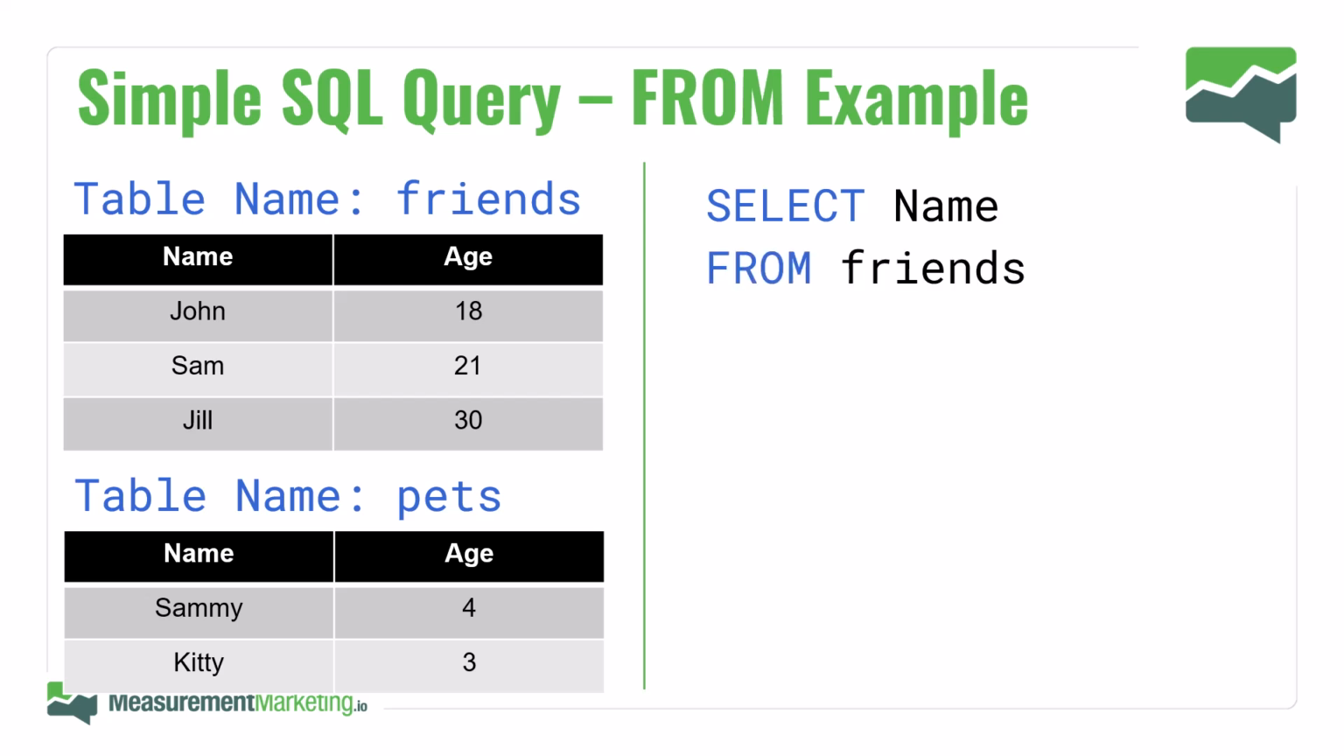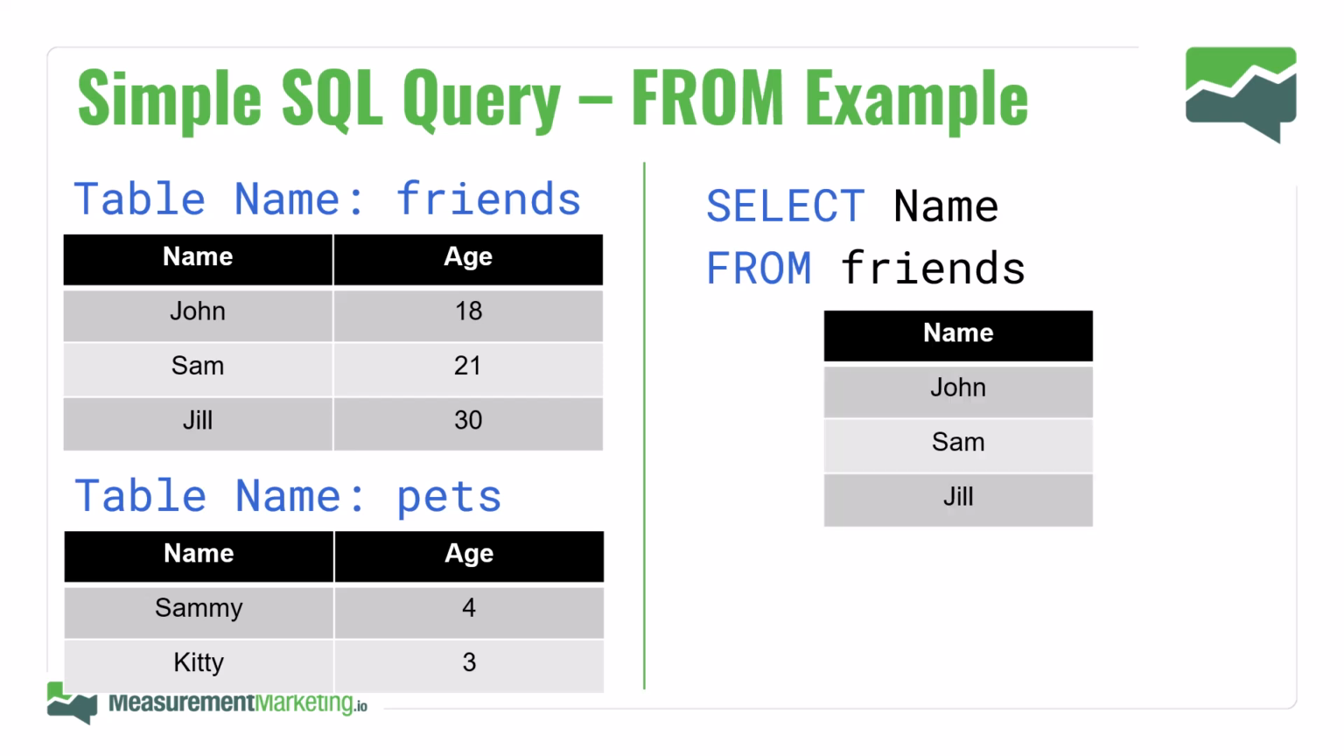So we say, from the friends table. So now we have name, and it gives us John, Sam, and Jill. Why did it give us that? It's because we stated the table name in the from part of our query.